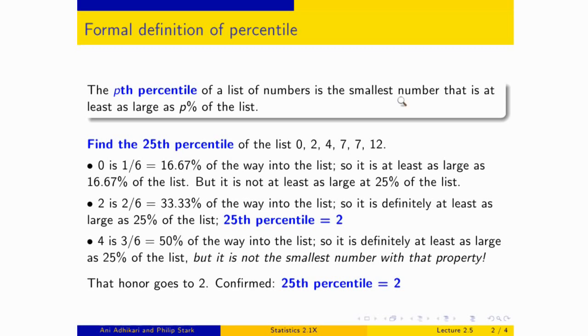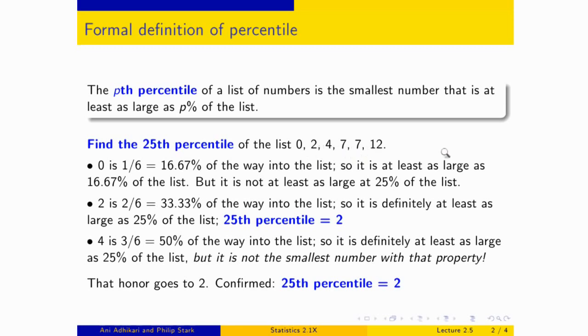25th percentile equals 2. And just to make sure that everybody understands why the smallest number matters here, it's because you're saying it's a number that is at least as large as P% of the list. So it's at least as large as 25% of the list. Well, look at number 12. That's at least as large as everything on the list. So it's at least as large as 25%, it's at least as large as 50%, and yet you don't want 12 to be every single percentile in the world. So what they're saying is try and get as close to 25% as you can, but from the top.